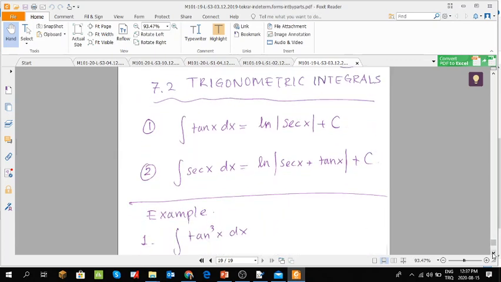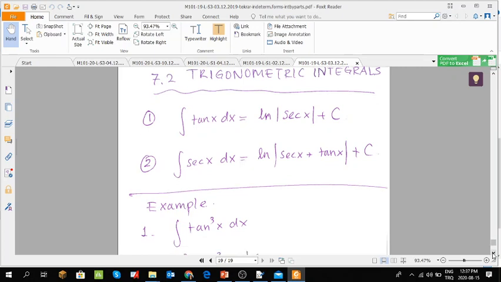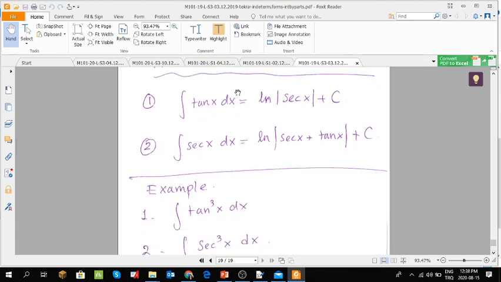And then we also quickly talked about the trigonometric integrals. I want to talk about this here again. The integral of tangent x dx, we take it as a fact actually. The integral of tangent x dx is equal to natural log absolute value of secant x plus c. We don't show why this is so, but actually there is an easy way to show it. We just skip that, and we take this as a fact as well. The integral of secant x dx is equal to natural log absolute value secant x plus tangent x plus c.